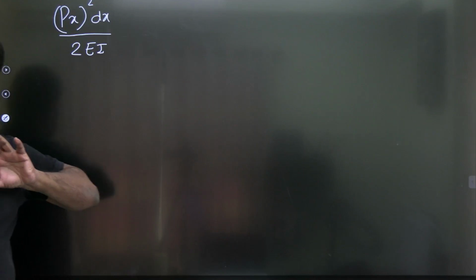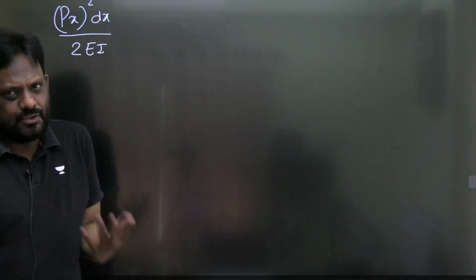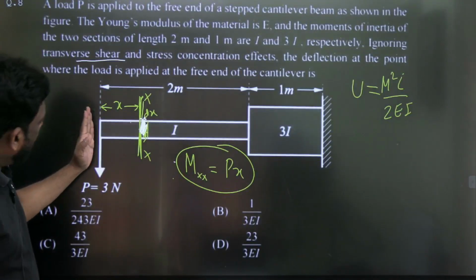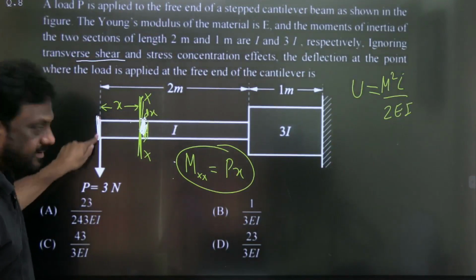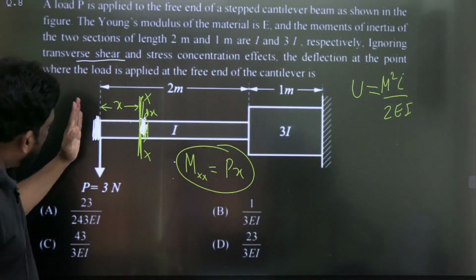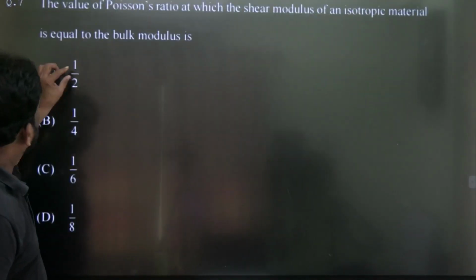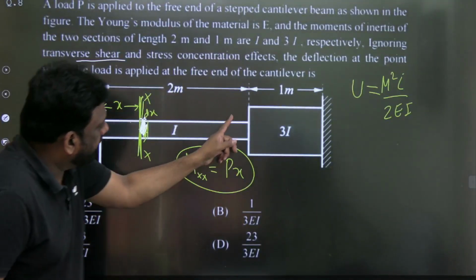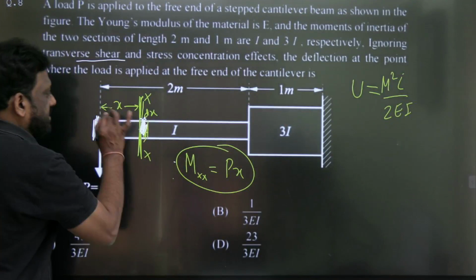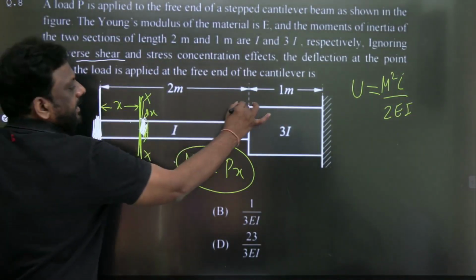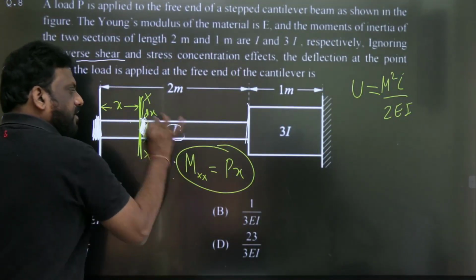But here there is a problem. I is not the same throughout because the beam is not prismatic. So what am I supposed to do? Wait a second, look here. I will integrate with x taken from the left end, the free end. I will integrate from x equals 0 to 2 using I, and then from 2 to 3. Please observe, here x is 0 and here x is 2. So throughout this length, the moment of inertia is constant.